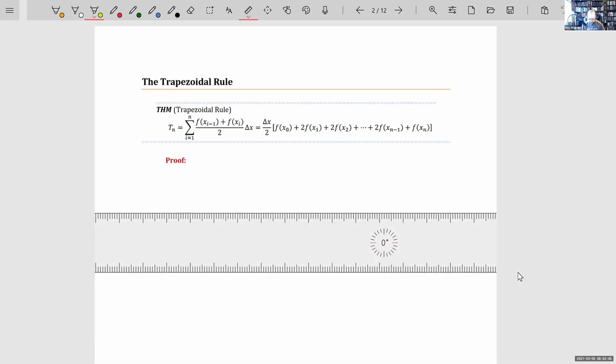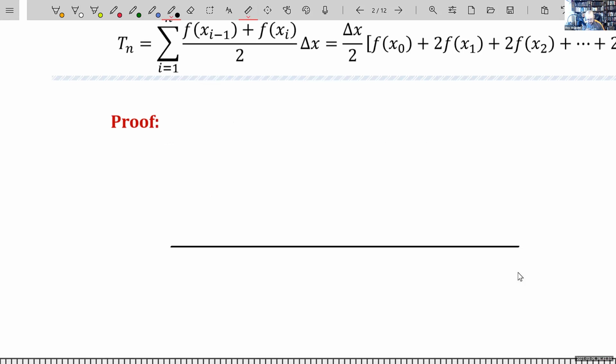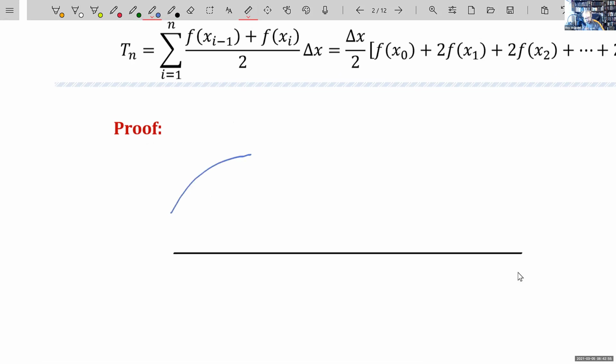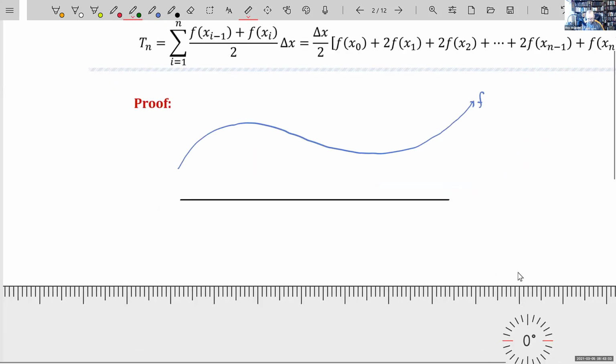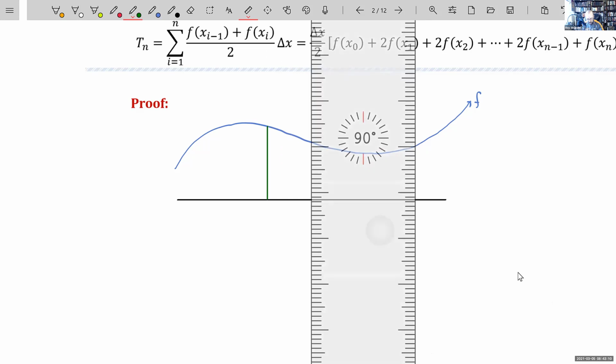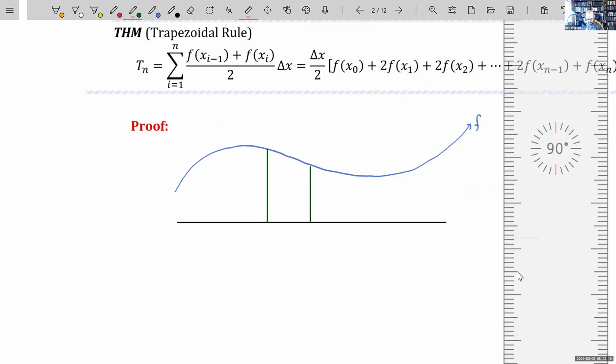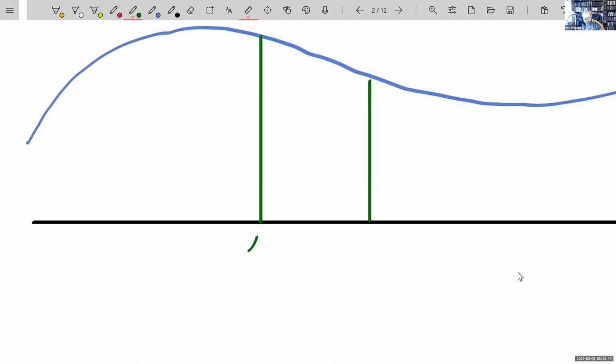Where's my ruler? There it is. So you have some function. I'll move this off the screen for the time being. And our function I'm going to draw in blue, the standard function f. And we're just going to look at the ith slice. I'm going to make it an exaggerated ith slice so that we can have a conversation. Okay, this is x sub i minus 1. This is x sub i.